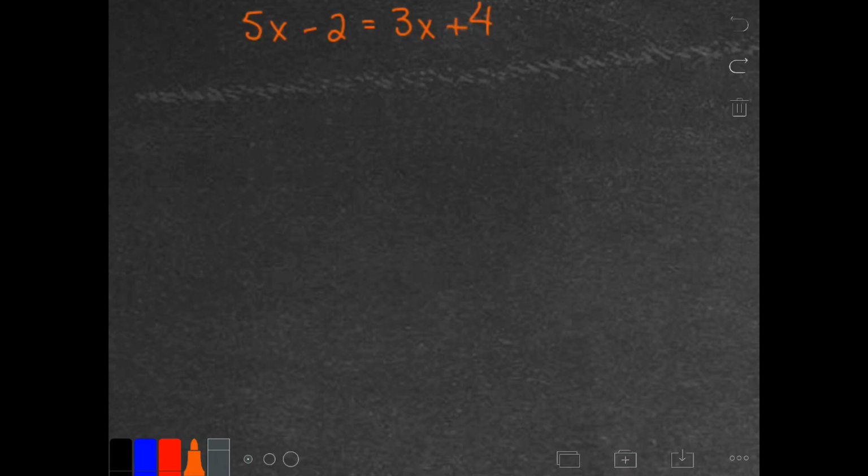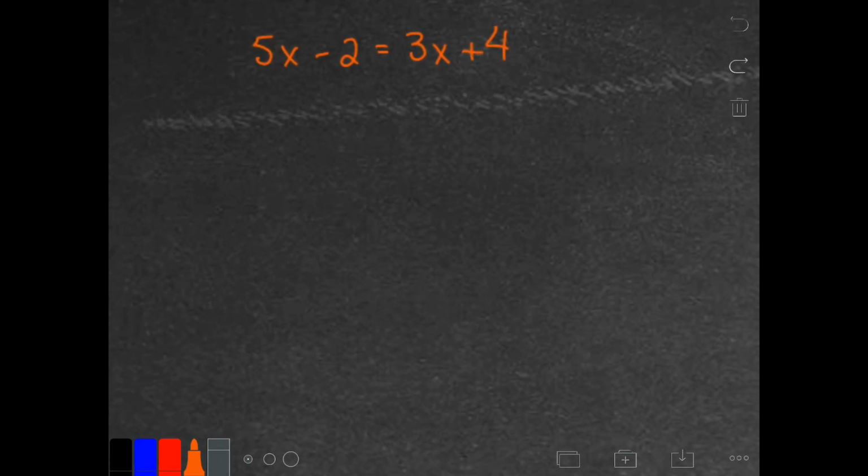Let's try another example together. So again, 5x minus 2 equals 3x plus 4. We want to get all the variables to one side, 5x and 3x. Let's get rid of the smaller one. So I'm going to subtract 3x from both sides. That'll give me 2x minus 2 equals, well, it's going to leave me with a plus 4.